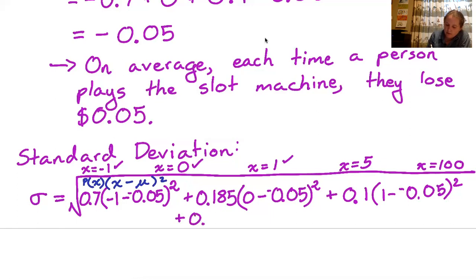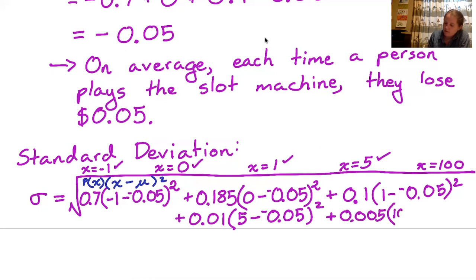That had a probability of 0.01. Multiply by 5 minus our mean of -0.05 and square. And then switch to 100. That had a probability of 0.005. Then we do 100 minus -0.05 and square. So this is what the formula is telling us to do.